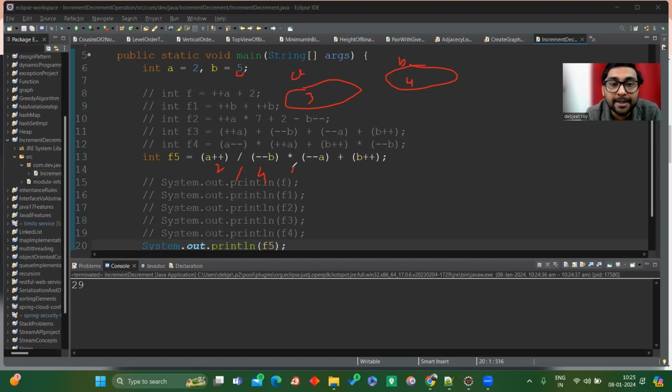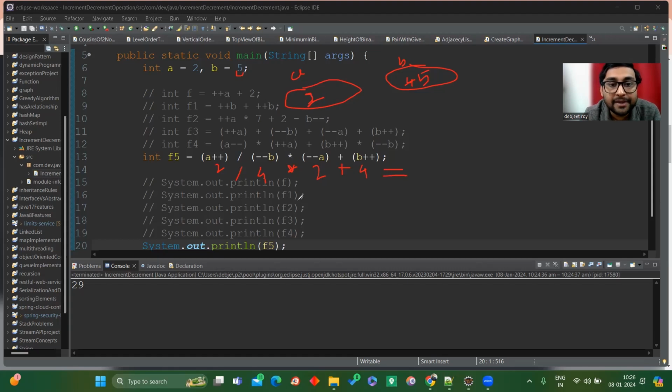Then it's multiplied by minus minus A. The current value of A is 2, and it is incremented to 3 in the memory. We have to take the memory value, so the memory value is 3 for A. Minus minus 3 will be stored here as 2, so in the memory the value will now be 2. After that, it's B plus plus. The current value of B is 4, so we will store 4 here. But in memory the value will become 5. We are not using B again, so 5 will not be reused. It will remain in the memory as 5, but here we are storing 4.